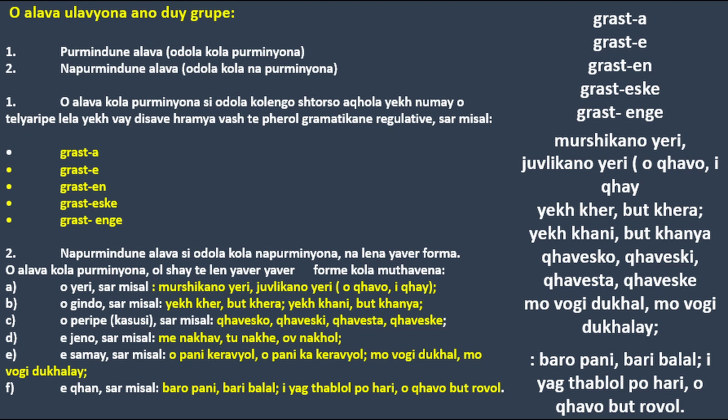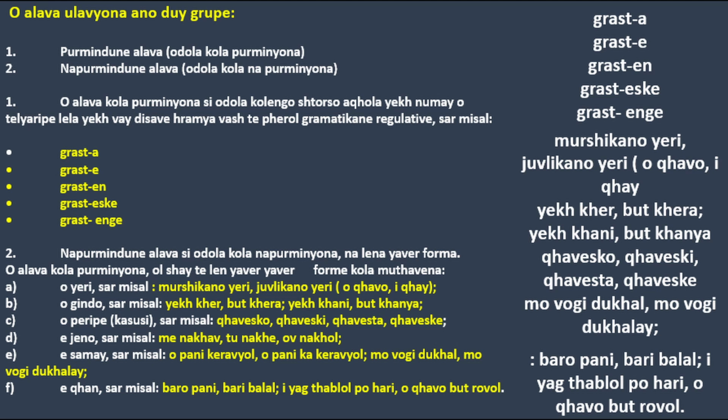B. Number. For example, yek keher, one house, but kera, many houses. Yek kani, one hen, but kanya, many hens. C. Case. For example, kuhavasko, of the boy, kaveski, of the boy, kavesta, from the boy, kuhevska, to the boy. D. Pronoun. Person. For example, me nakav, I go, tu nake, you go, ovi nakal, he goes.